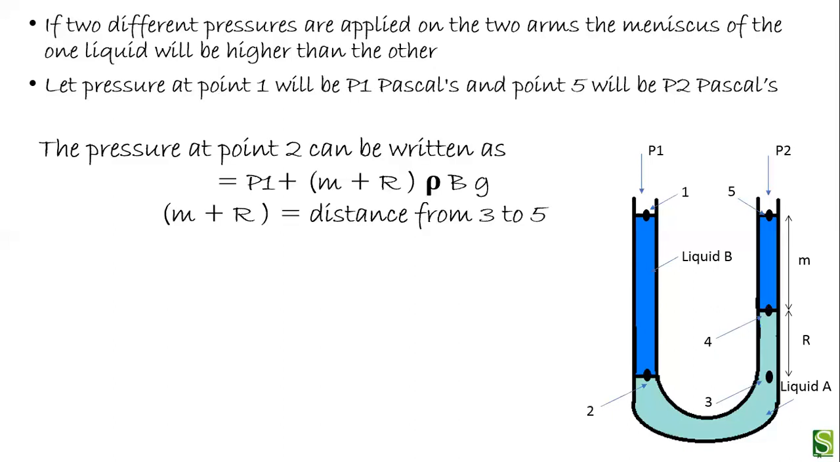Now we can write the pressure at point 2. This is our point 2. If we want to write the pressure at this point, how are we going to write it? P1, that is the pressure which is acting on this arm, plus M R. Now the level of point 2 is equal to the level of point 3. How can we write the pressure at point 3 from this meniscus?